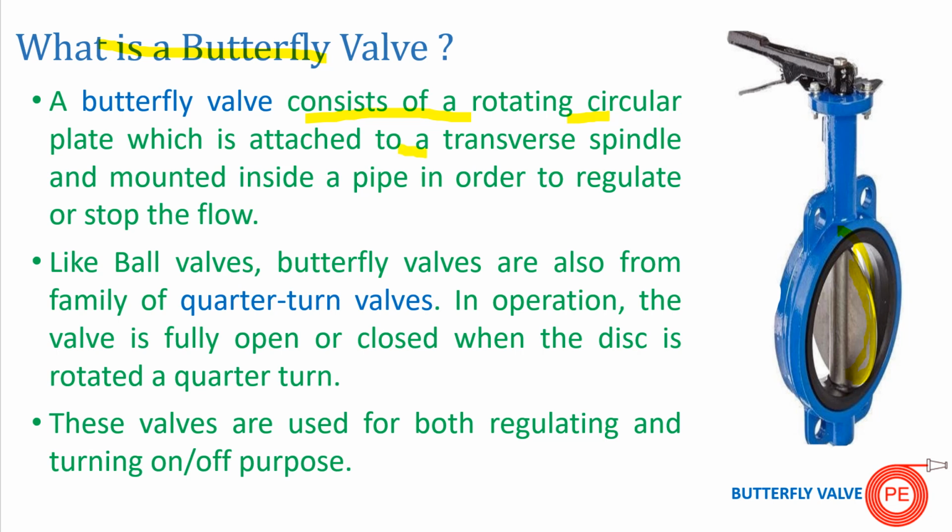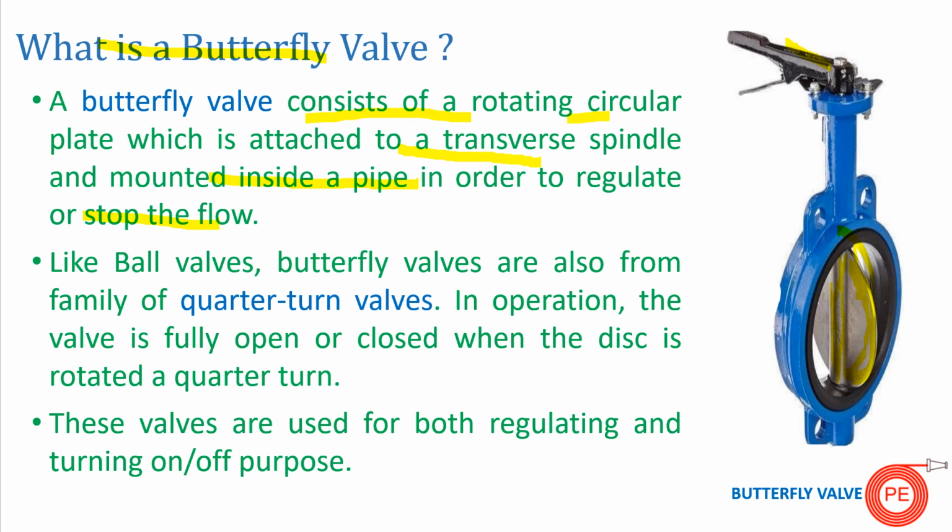This disc is attached with the help of a transverse spindle and mounted inside a pipe in order to regulate or stop the flow. If you see this vertical portion, this is the stem or the spindle, and the disc is attached to this stem. When we rotate this handle, the disc either isolates our main line from the branch line, or we can use it for throttling or regulating purposes. We can open the disc angularly, like if I want the disc to open at 10%, 20% or 30%. When I open it partially, the disc is used for flow regulation.